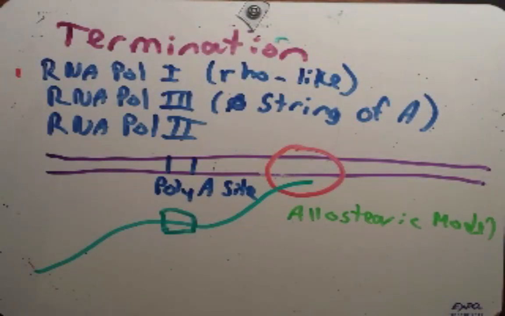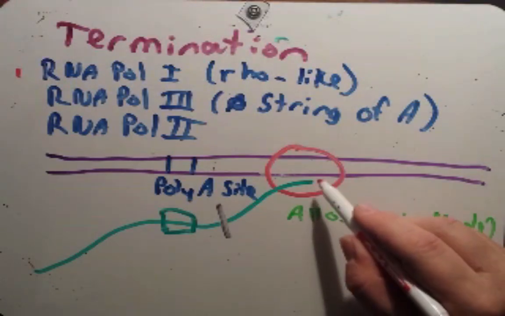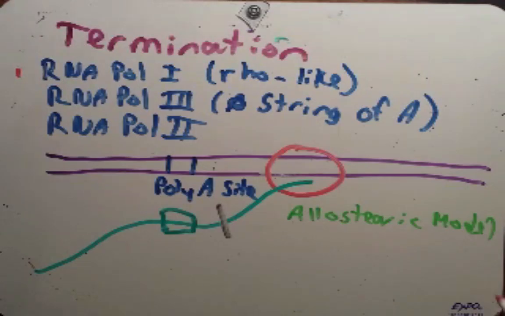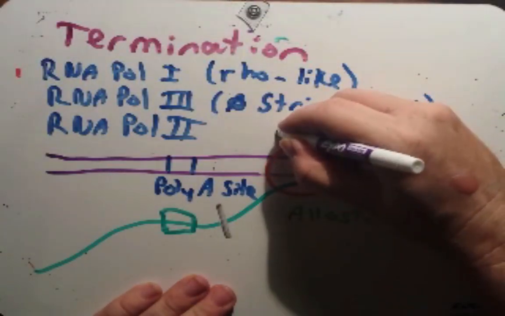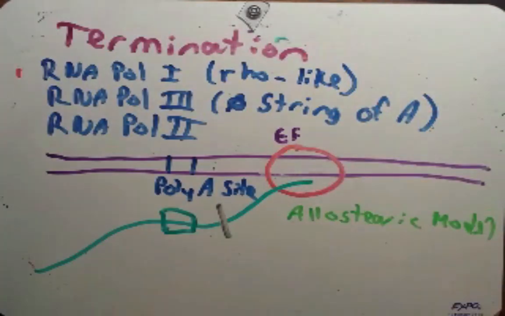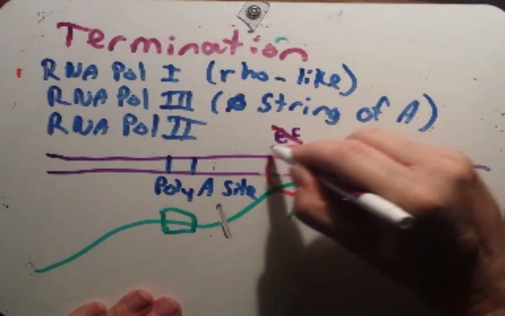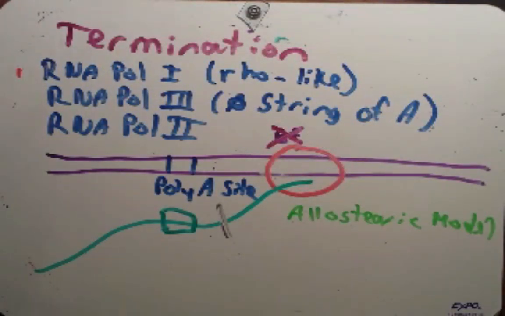What happens with the allosteric model is as the RNA polymerase is moving along in this direction, the RNA is cut off. When this happens, what we call an allosteric change, essentially the shape of this protein changes, in part because of factors on this protein, which we call elongation factors, EF, that are bound here and allow elongation to occur. Once this cleaves off, it destabilizes the RNA polymerase, and these elongation factors now fall off. That causes the whole system to fall apart.